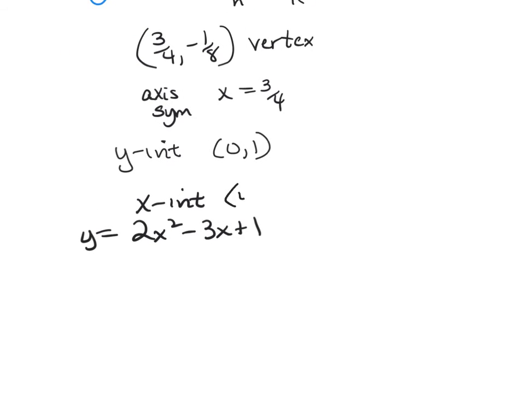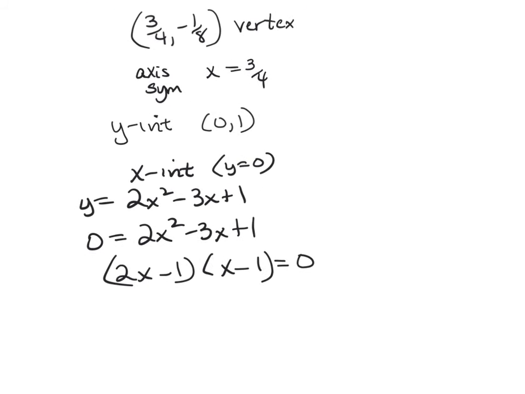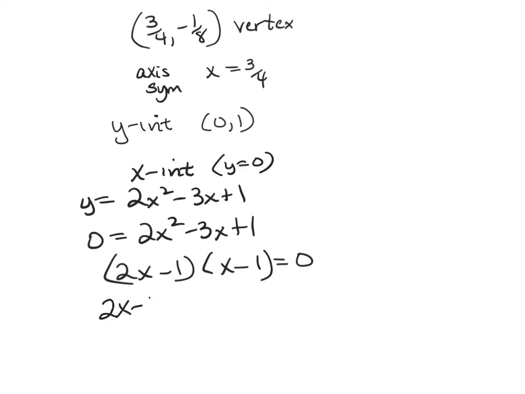Again, to find an x-intercept, I'm setting y equal to 0. So I can actually factor my standard form into 2x minus 1 times x minus 1. Set each factor equal to 0, and solve for x.